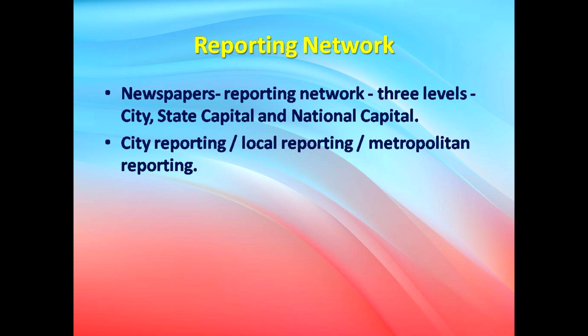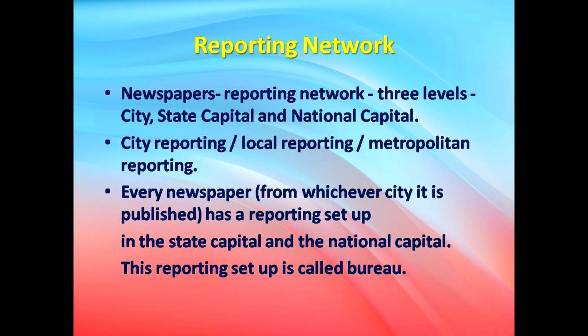So you have a larger area to cover. And every newspaper, from whichever city it is published, has a reporting setup. In the state capital and the national capital as well, they have these reporting setups. And the reporting setup is called a bureau. Because the national headquarters cannot be at every place, but there are other important places.